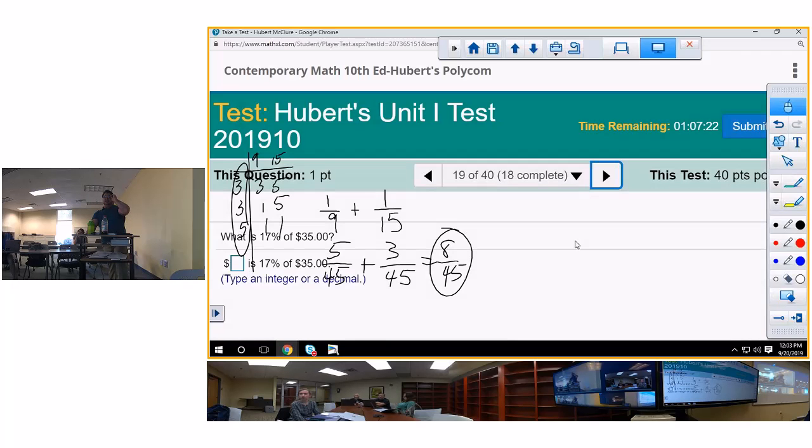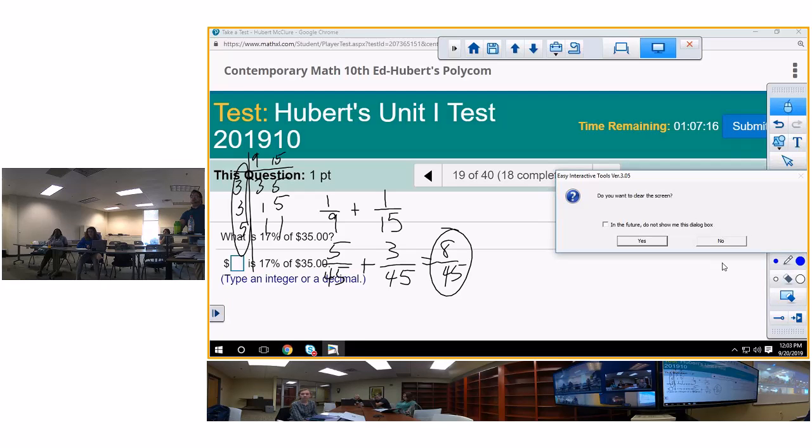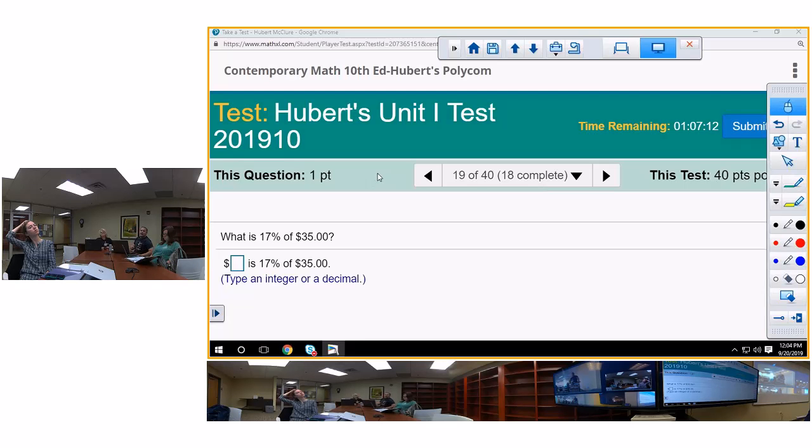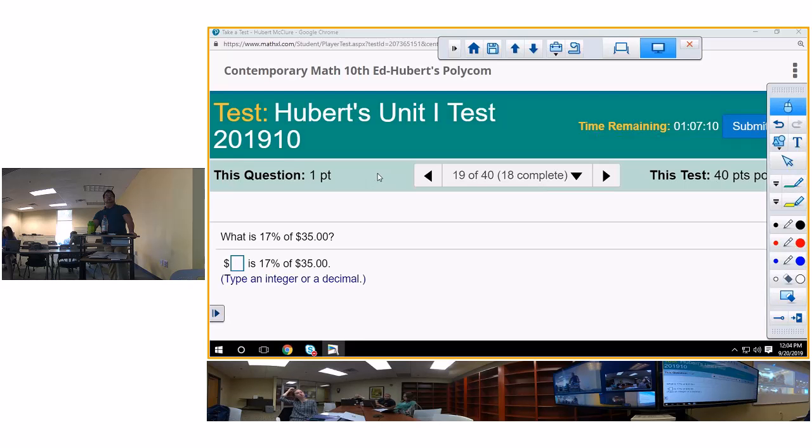Next. Here we go. Is this a sentence question or is this a Walmart equation? Sentence question. I'm going to let y'all do this one because I have confidence in y'all.